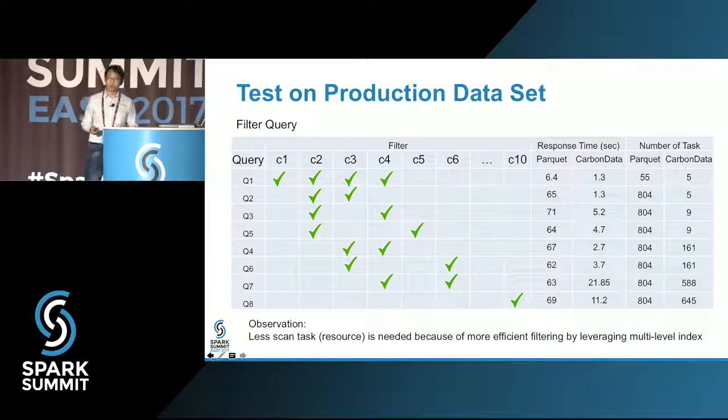And this test is performed on a production data set. We tried different combinations of filter columns to see what the response time of CarbonData is. You can see, because all these columns are within the MDK range in CarbonData when you create the table, this performance is quite good compared to Parquet. And why is this? Because on the driver side, Spark is able to prune the files so that fewer tasks are sent to the executors. You can see the number of tasks for CarbonData is less than for Parquet.